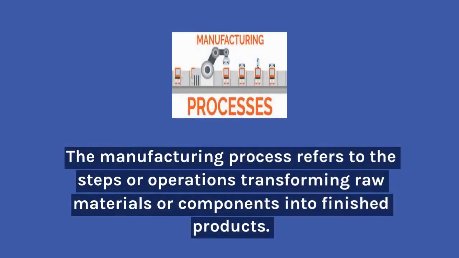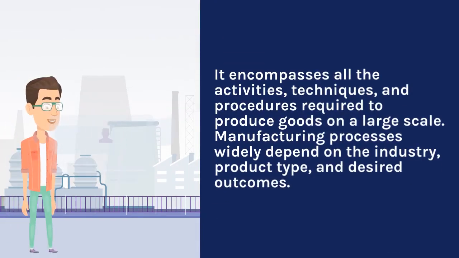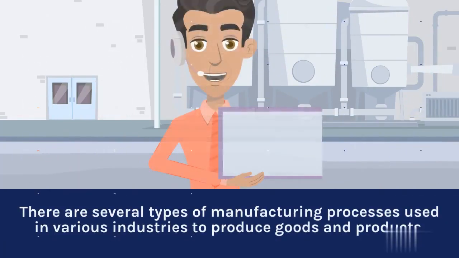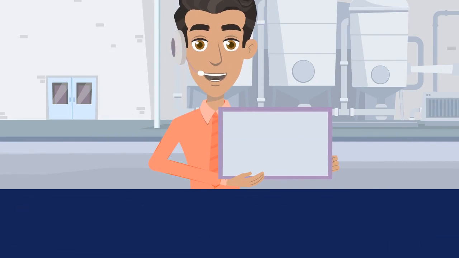The manufacturing process refers to the steps or operations transforming raw materials or components into finished products. It encompasses all the activities, techniques, and procedures required to produce goods on a large scale. Manufacturing processes widely depend on the industry, product type, and desired outcomes. There are several types of manufacturing processes used in various industries to produce goods and products.